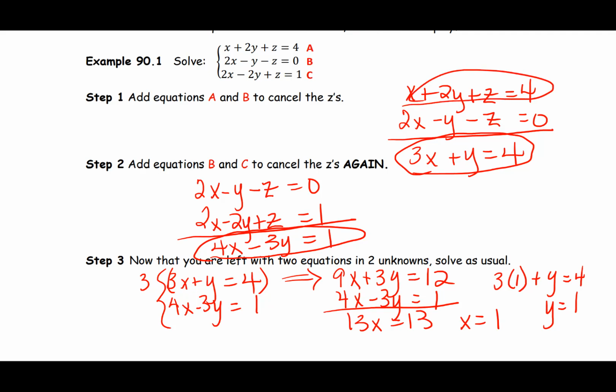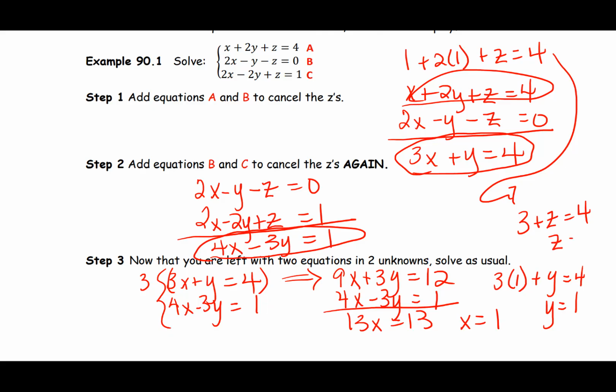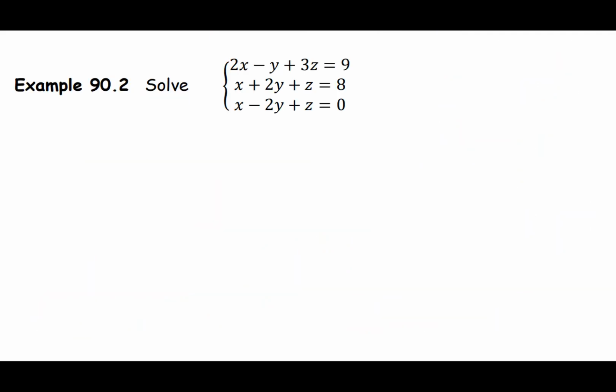If we put it into this equation right here, we put 1 in for x, plus 2 times 1, 1 is y also, plus z equals 4. So you've got 3 plus z. Sorry, I'm making a mess up here. 3 plus z is equal to 4. So z is also 1. So you would write your answer as a coordinate triple, x, y, z, 1, 1, 1. That would be your answer.